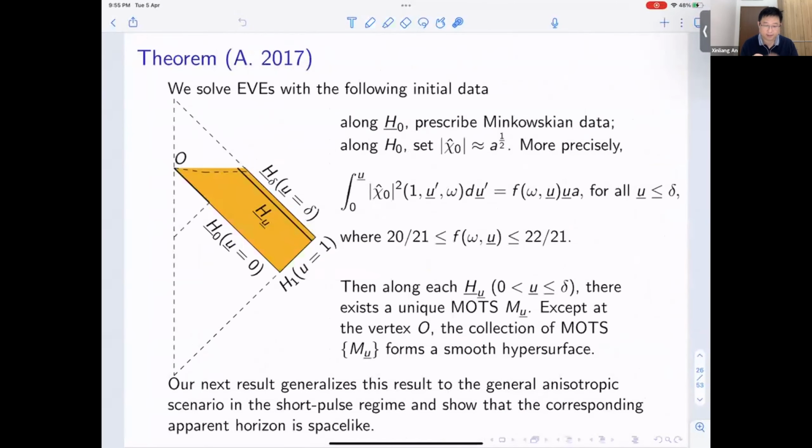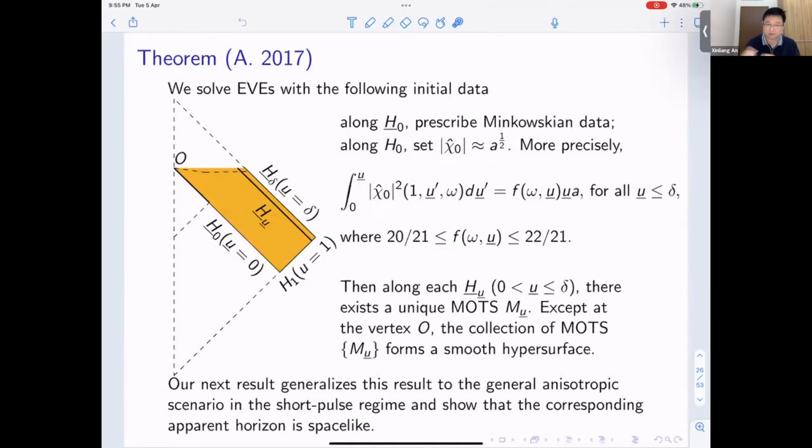So the result there is that I solved the Einstein vacuum equation with the following initial data, in the short pulse regime. We put Minkowski data here, and we set the k-hat to be outside the square root of A, and then we do the integration here. Intuitively, this will be like u bar times A, but with a coefficient. Here I require the coefficient to be between these two numbers. Along each incoming null cone, I can show that there exists a unique trapped surface. If I put all these together, except at the center, which will be a singularity, the other part of the apparent horizon would be a smooth apparent horizon.